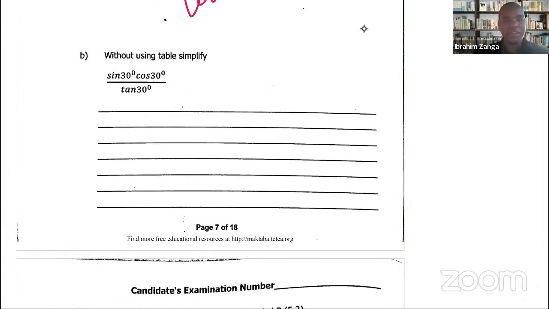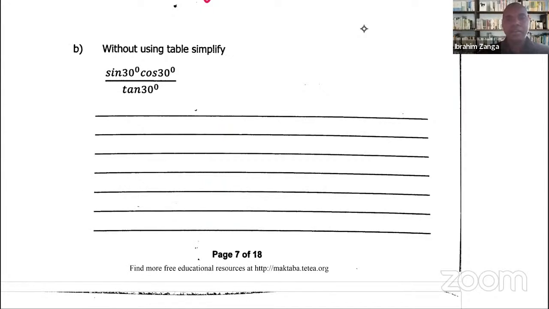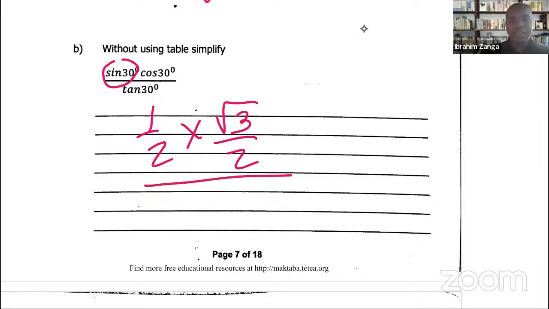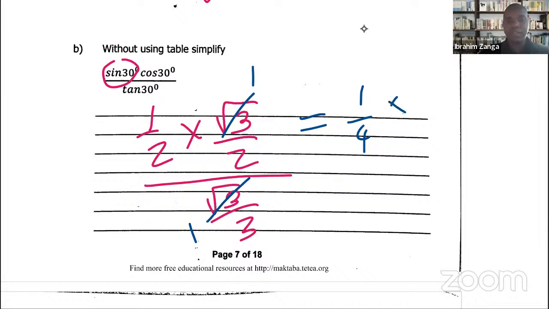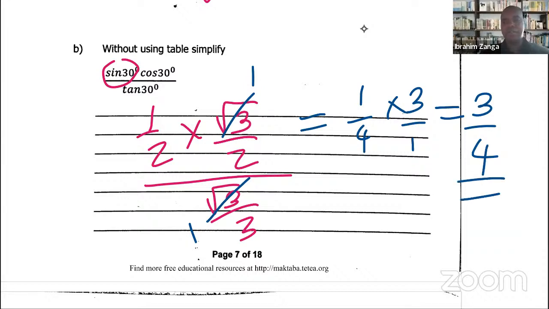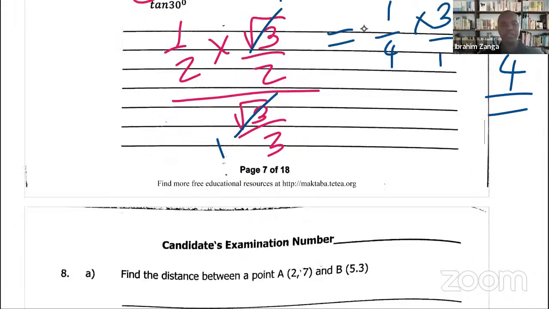Without using table, simplify. Okay. So sin 30 here is a half times cos 30, it is root 3 over 2 divided by tan 30, root 3 over 3. When you simplify, root 3 goes with this one, and now you have 1 over 4 times 3 over 1. Eventually you get 3 over 4, yes, students. We go to next question.